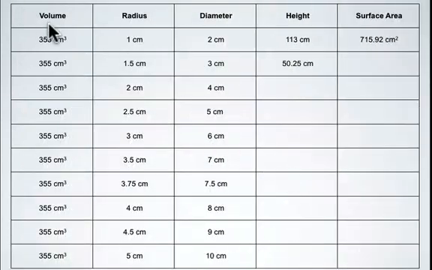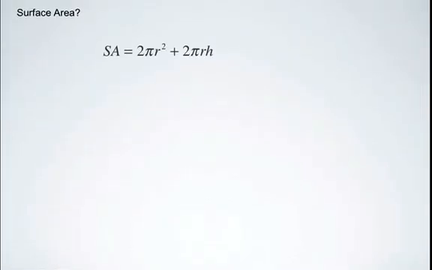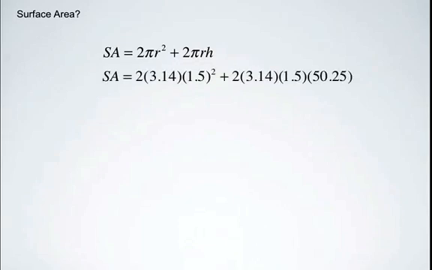So we've updated the table. When we had a radius of 1.5 centimeters, we calculated the height to be 50.25 centimeters, and now we need to figure out what the surface area would be for this cylinder. So our formula for surface area is 2 pi r squared plus 2 pi r h, and we'll substitute the values that we know. Again, pi is 3.14. We're using a radius of 1.5. Pi is 3.14 in the second part. Radius is 1.5, and we calculated the height to be 50.25.